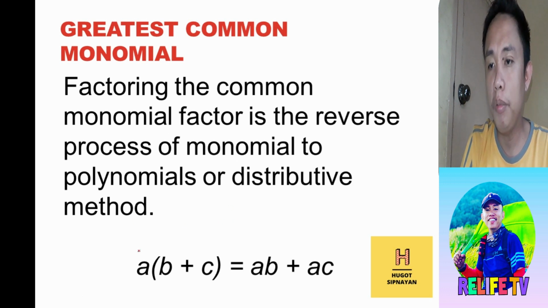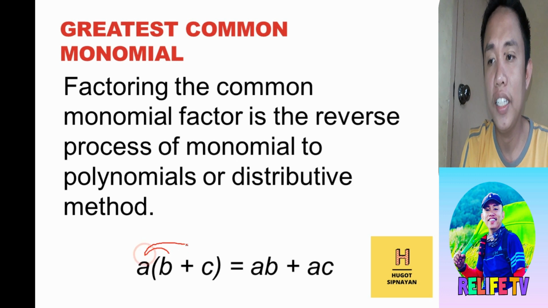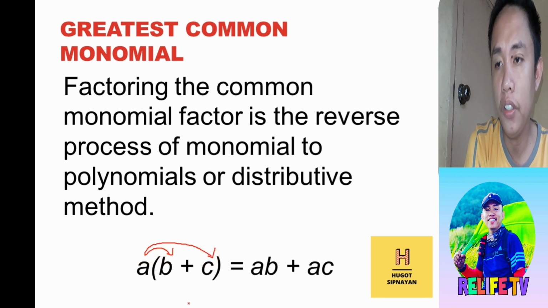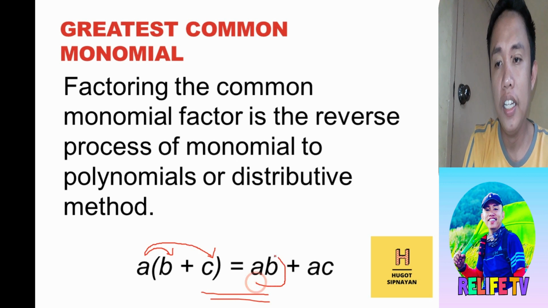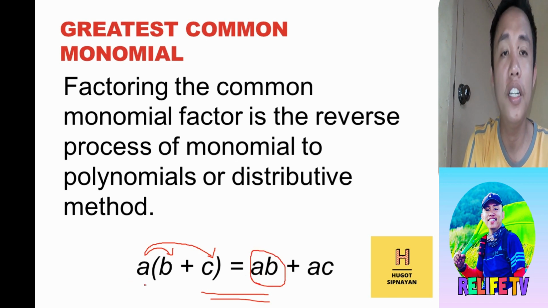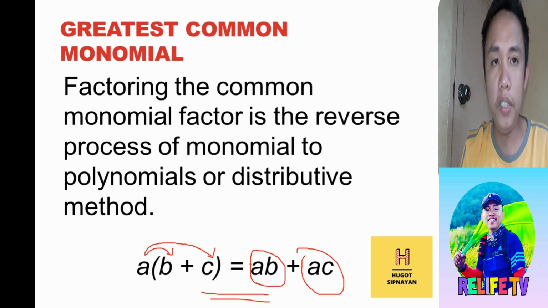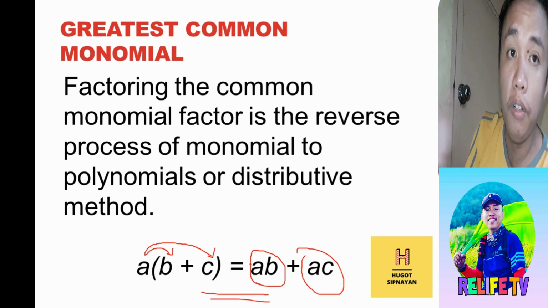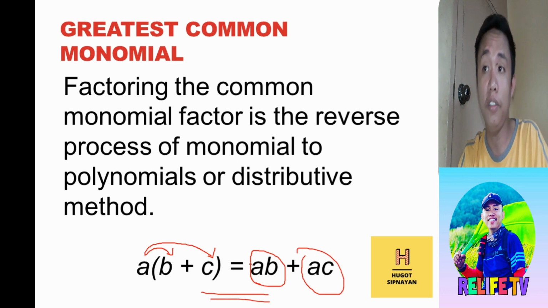Dito kasi sa distributive method, yung A, i-multiply natin. When you distribute A, using this expression, ito nasa baba, pag distribute natin yung A times B is AB. Ito yung AB yun. Yung A times C, AC. Ibig sabihin, dinidistribute natin siya by multiplying it to the whole equation. Yung tinatawag na distribution method.